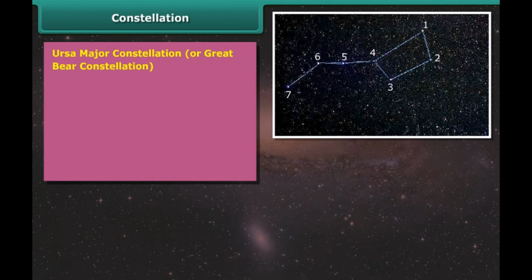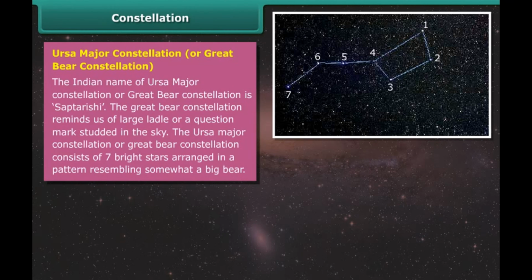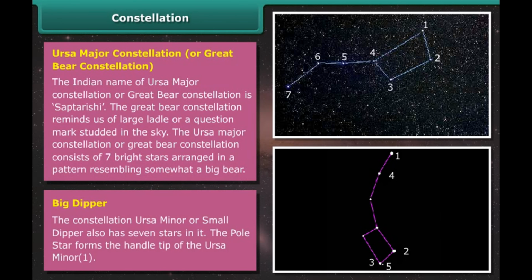Ursa Major constellation or Great Bear constellation. The Indian name of Ursa Major constellation or Great Bear constellation is Saptarishi. The Great Bear constellation reminds us of a large ladle or a question mark studded in the sky. It consists of 7 bright stars arranged in a pattern resembling somewhat a big bear. The constellation Ursa Minor, or Small Dipper, also has 7 stars in it. The pole star forms the handle tip of the Ursa Minor.